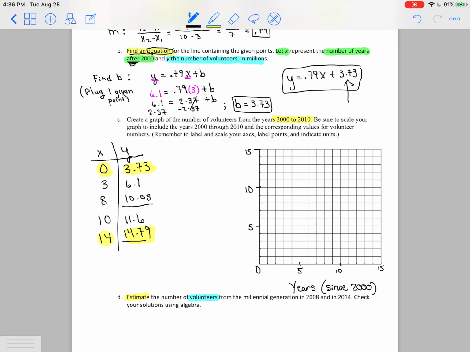We also know that this y-axis represents the number of volunteers. And we always put our units. This is in millions. And I'm glad that it's in millions because we don't want to write all those zeros, right? That would be a pain for us to do. So here's our y, here's our x.